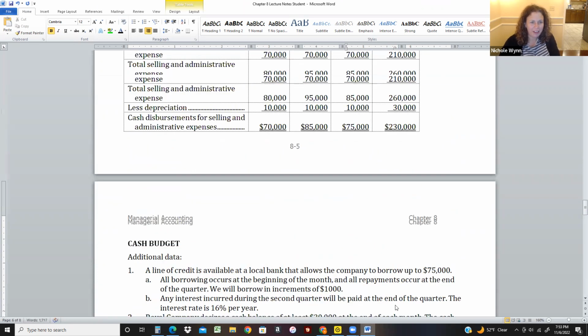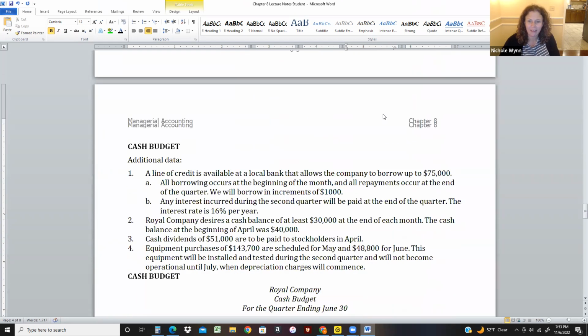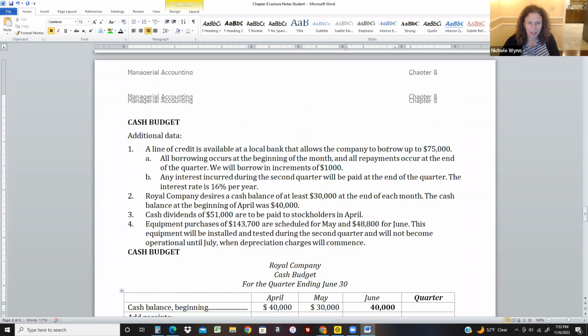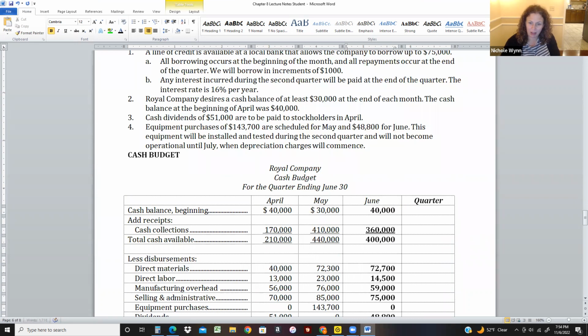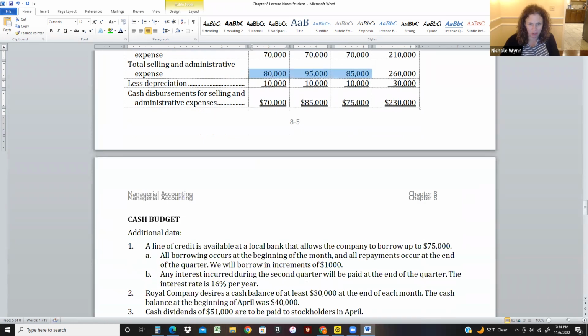And then for overhead, it was 56, 76, and 59. And for selling and admin, it's just the previous page. It's 75. Now, I'm on both overhead and selling and admin. I picked up the bottom row because that's cash paid for selling and admin, because this is the cash budget. Later on, when I do my income statement, I'm going to need to know the total expenses. So the 80, 95, and 85, because I need depreciation too.